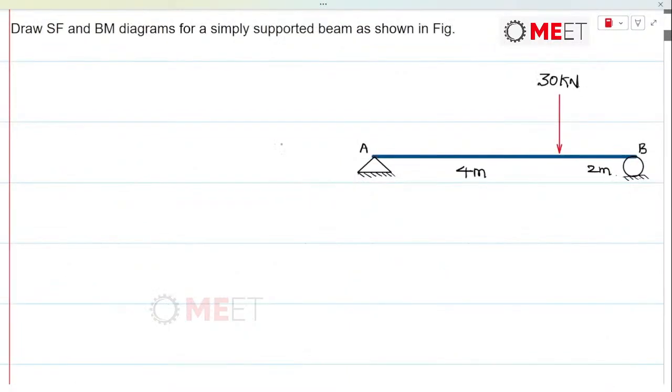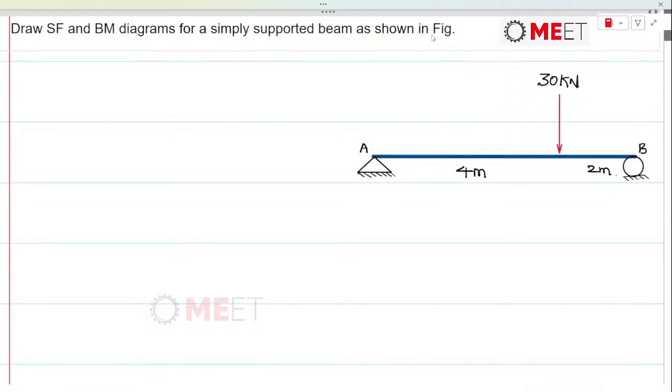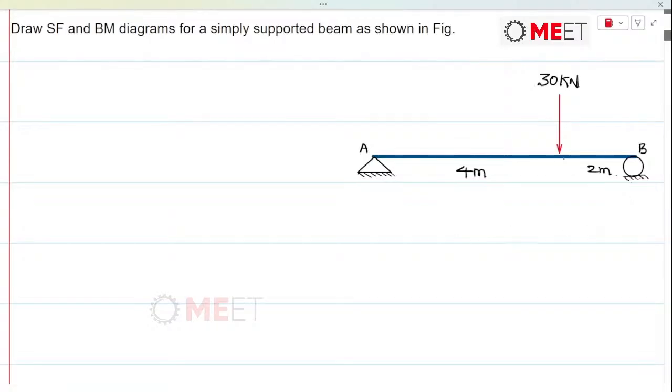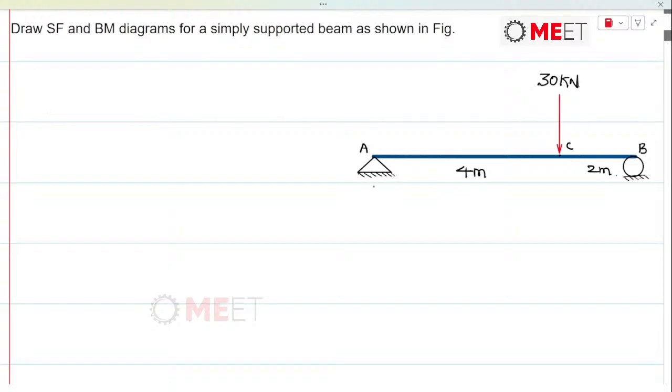In the question, it has been asked to develop the shear force and bending moment diagram. So here the load is being applied not at the center. It is eccentrically loaded. Let's name this point as C. So here first we start with computation of reactions. So there will be a reaction force in the y direction at the hinge support, and there will be a reaction force at the roller support as well.